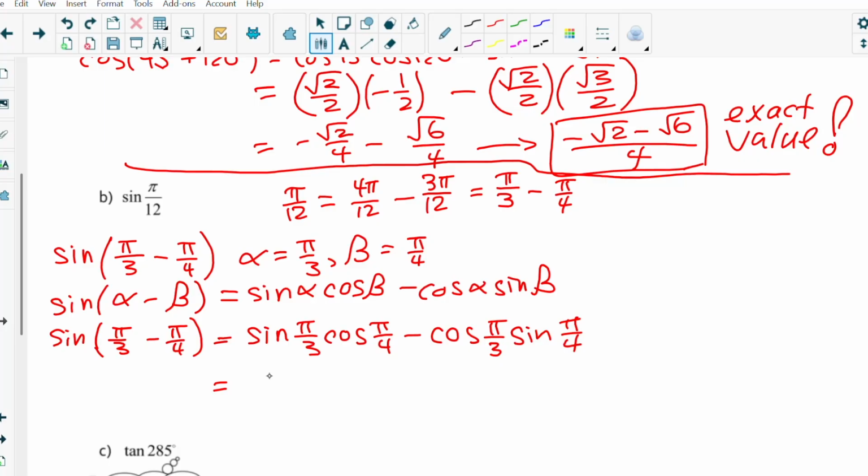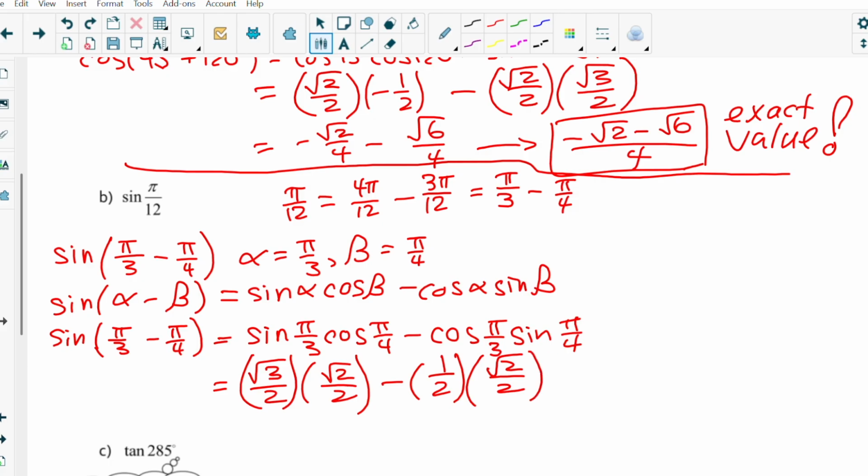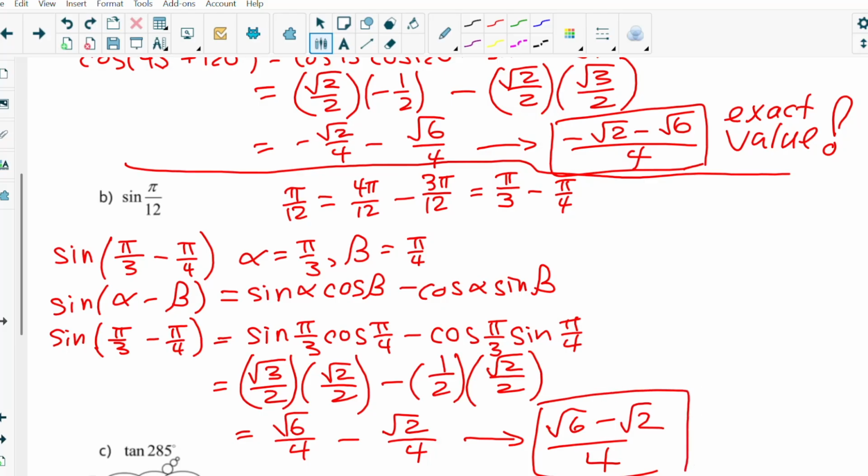Sine of pi over 3, that is exact value, square root of 3 over 2. Cosine of pi over 4, square root of 2 over 2. Minus cosine of pi over 3, that is 1/2, folks. And sine of pi over 4, that's square root of 2 over 2. And let's simplify that. Square root of 6 over 4 minus square root of 2 over 4, and that equals square root of 6 minus square root of 2 over 4. And again, these are exact values.